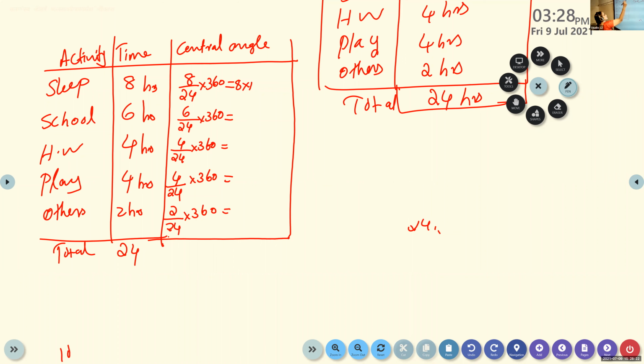8 into 15. 6 into 15. 4 into 15. 2 into 15. Here somewhere you write how you got that 15. Okay. 360 by 24 equal to 15. 15 is common to all the ratios. So we are finding that first, then multiply with it. What is 8 into 15?